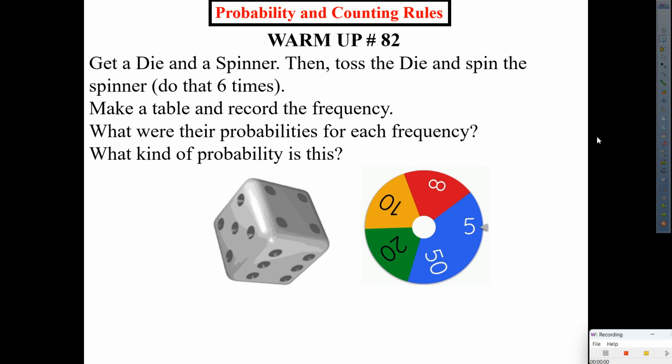All right, so for warm-up 82, you are going to need a die. Dies are back here. And on your Chromebook, look for the free app to make a spinner. And do that on paper, please. Once again, you need a die, and you need to create a spinner. I'll give you guys some time for that. And it says do that 6 times. So you roll the die 6 times, spin 6 times, and see what you come up with. Go.